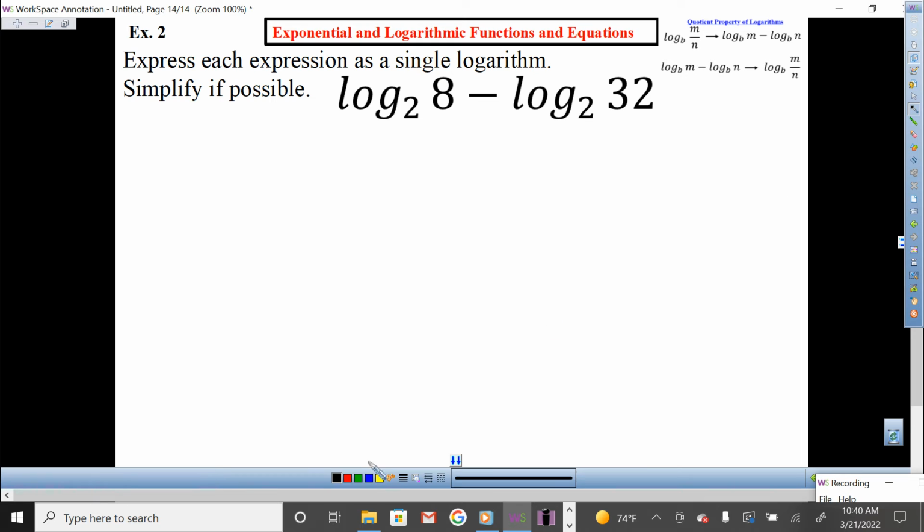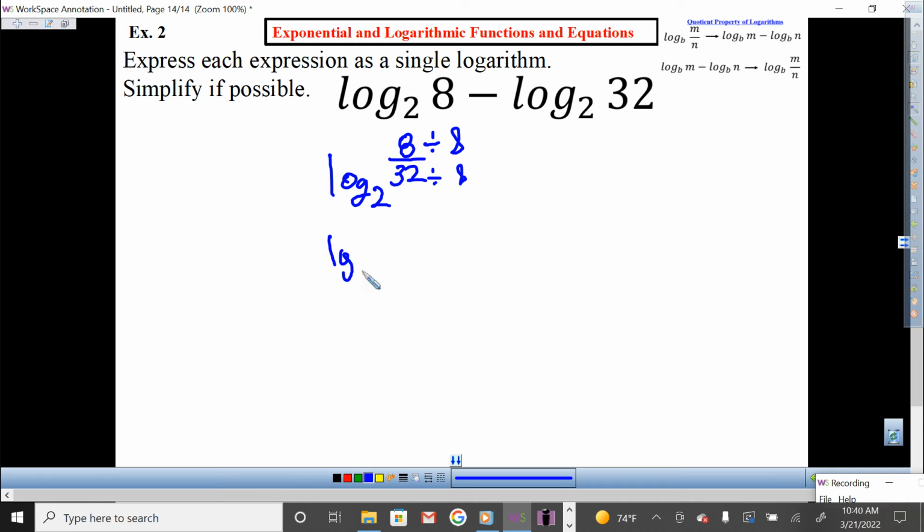So let's see. Do we have the same base? Yeah, so we just write it as log base 2. That's one log. So what do we do with the numbers? Zachary, what do I write? 8 over 32. That is correct. That's division. Okay. Now before we get to solving, can I simplify that fraction? Look at it. Yes, divided by 8 and that divided by 8. Log base 2 of 1/4.